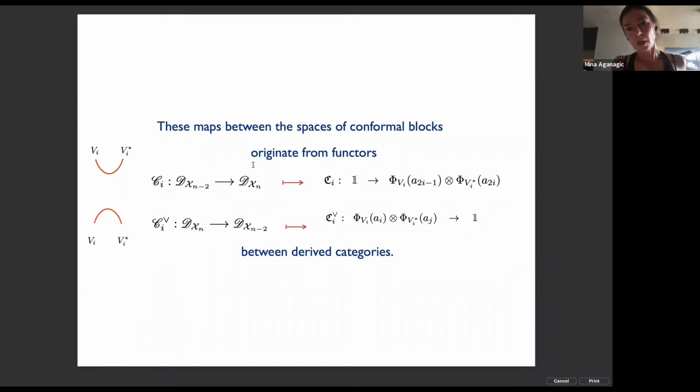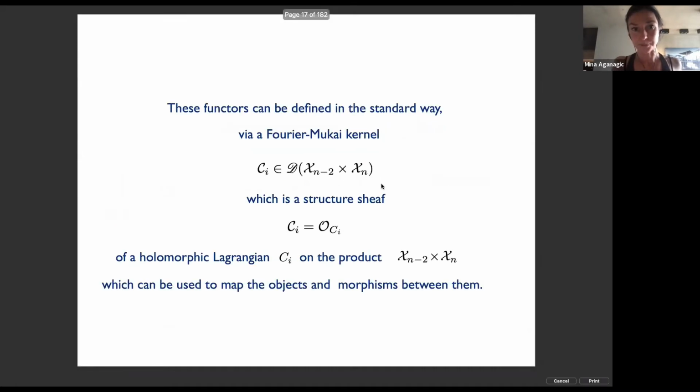Now, from the geometric perspective, these maps between spaces of conformal blocks originate from functors between derived categories, the cap and the cup functors. These functors are defined in a standard way using a Fourier-Mukai kernel, which is a structure sheaf of a holomorphic Lagrangian in the product of the from manifold and the to manifold, which is used to identify objects and morphisms between them. It's essentially a prescription of how to identify the incoming and the outgoing manifold.